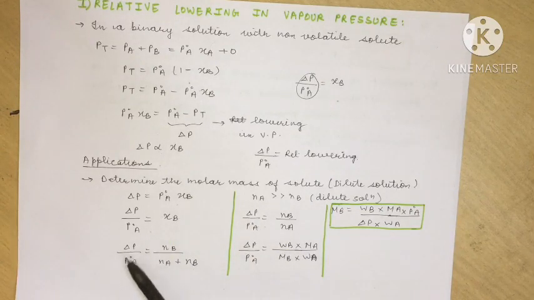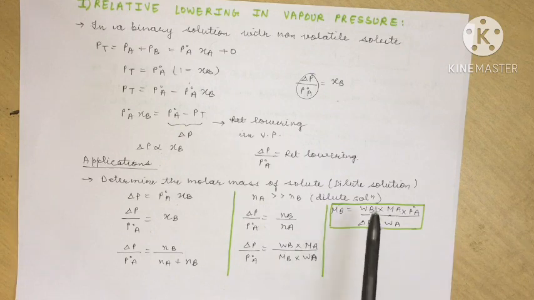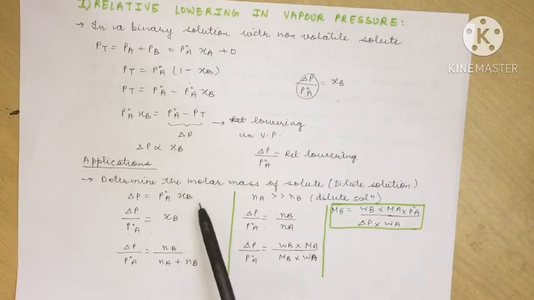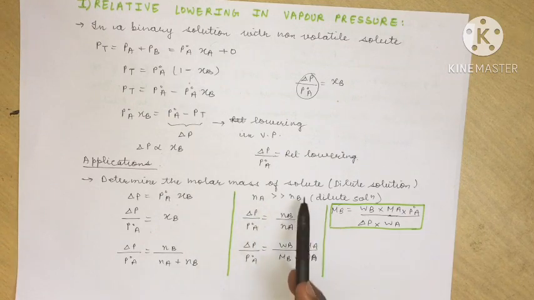So I will get delta P upon P naught A equal to Nb, because this term remains in the numerator, but the denominator term can be neglected, as we did in the equilibrium questions in the previous year. Hence delta P upon P naught A equals, instead of Nb I can write Wb upon Mb, and instead of Na I can write Wa upon Ma. So relative lowering becomes this term for dilute solutions. Now what I was saying in the application is that we can calculate the molar mass of solute, that is Mb.